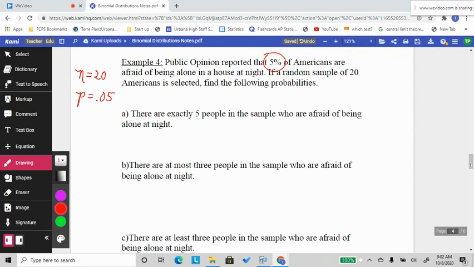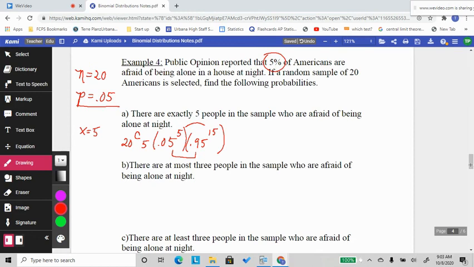All right, so first question. Exactly 5 people in the sample are afraid of being alone at night. So with 20, our X is exactly 5 on this one. This is going to stay the same because we're just doing ABC here. Okay, so 20 choose 5: 20 people, I'm choosing 5 to be afraid. The probability of being afraid, how many are going to be afraid? The probability of not being afraid, how many are not going to be afraid? These add up to 1. These add up to 20. Afraid, how many? Not afraid, how many?